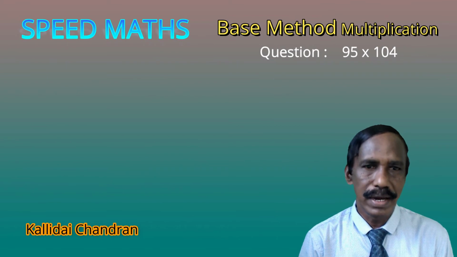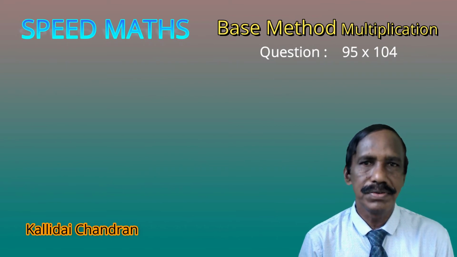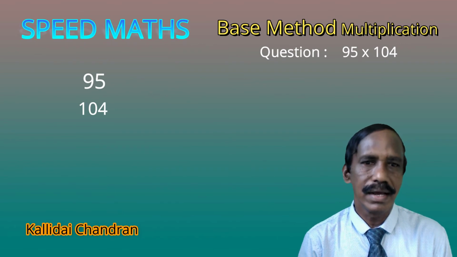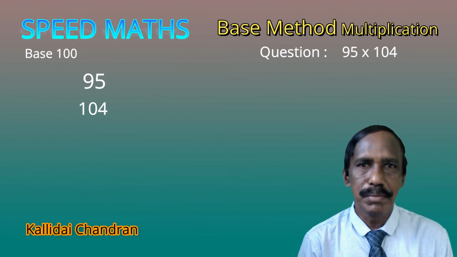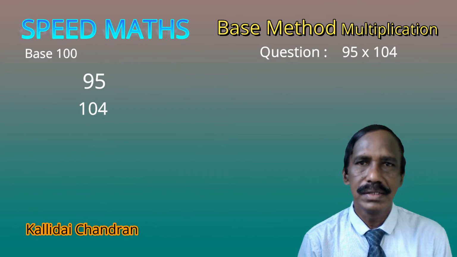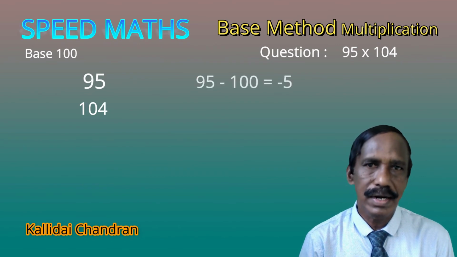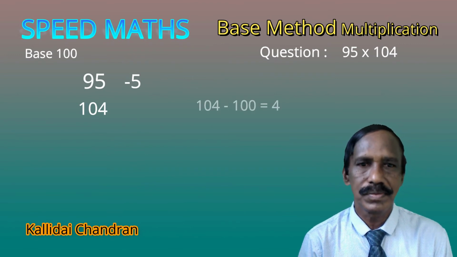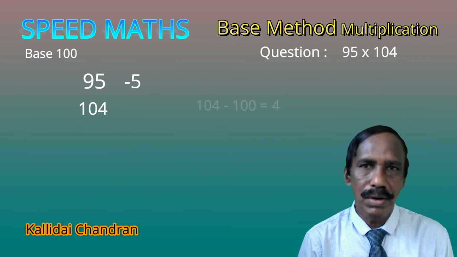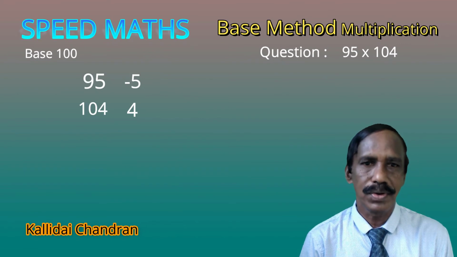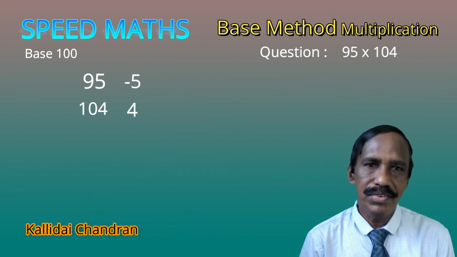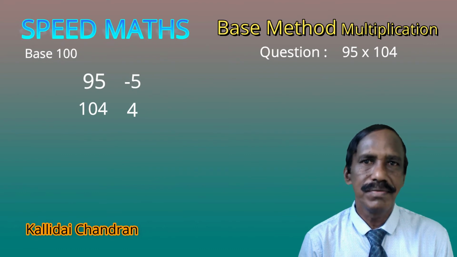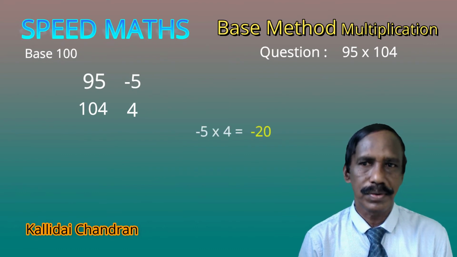Now the question is 95 is to be multiplied by 104. As usual, the base will be 100 and 95 and 104 are to be written here as displayed here. Now deduct the base figure of 100 from 95 and put the answer of -5 here. Similarly, deduct the base figure of 100 from 104 and put the answer of 4 here. Now we have to multiply -5 and +4. The answer is -20. This -20 we have to write below 4.